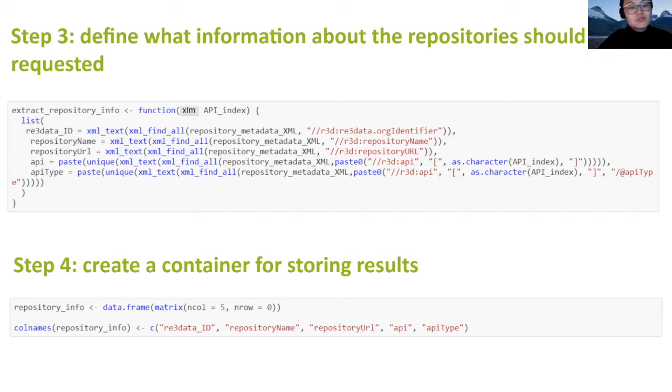We also want to put this list in the data container we generate in step four here, which has five columns, and we give them different names. Now we have all the preparation done: where we're going to store the information, what kind of information we want to store, and also the addresses. We could go to the next slide. It's the main code of our query part.